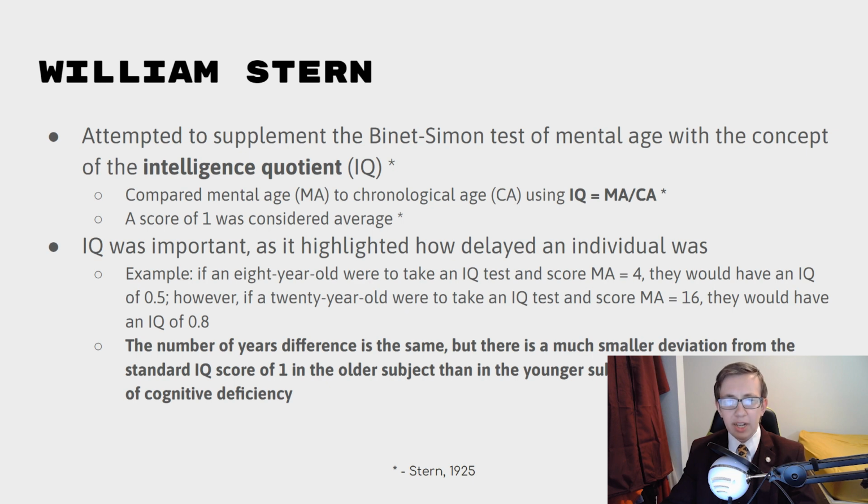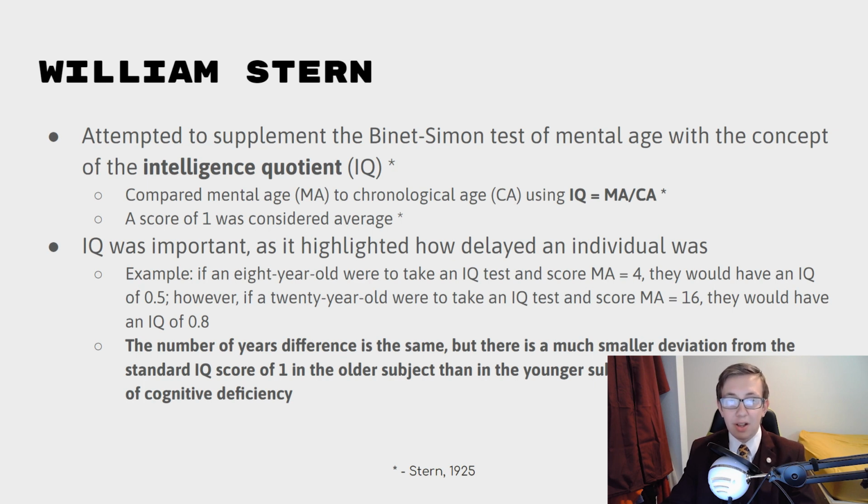And IQ is a great metric for measuring intelligence using the G-factor theory, because it easily highlights how delayed an individual was. So in the example I have here on the slide, if an 8-year-old takes an IQ test and gets a mental age of 4, they have an IQ of 0.5. If a 20-year-old takes an IQ test and scores a mental age of 16, they have an IQ of 0.8. It's the same number of years difference. There's 4 years difference in both of them, but it's a much smaller deviation from the standard IQ score of 1 in the older subject, which suggests a lower level of cognitive deficiency.